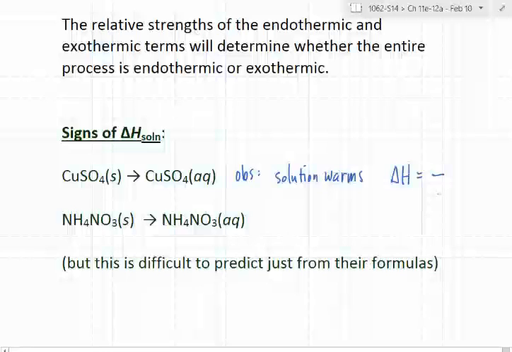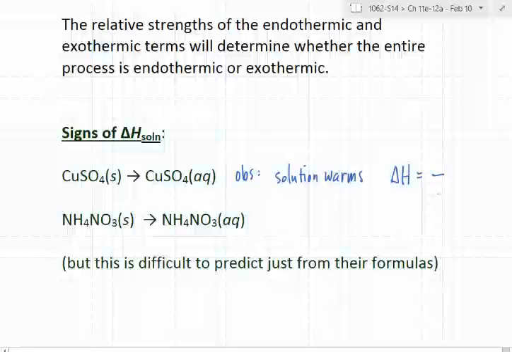Delta H is negative. When the solution warms up, that means the system had to give away excess energy. Okay? That delta H is always in terms of the system. So if the system is giving away excess energy, that's a negative delta H. That excess energy will go to warming up the surroundings.